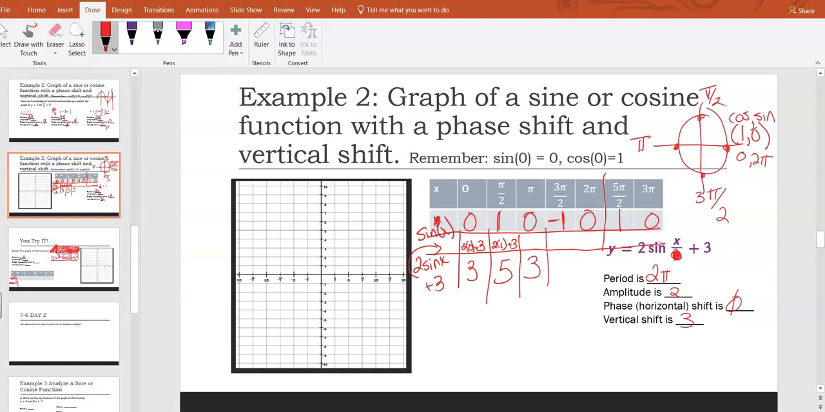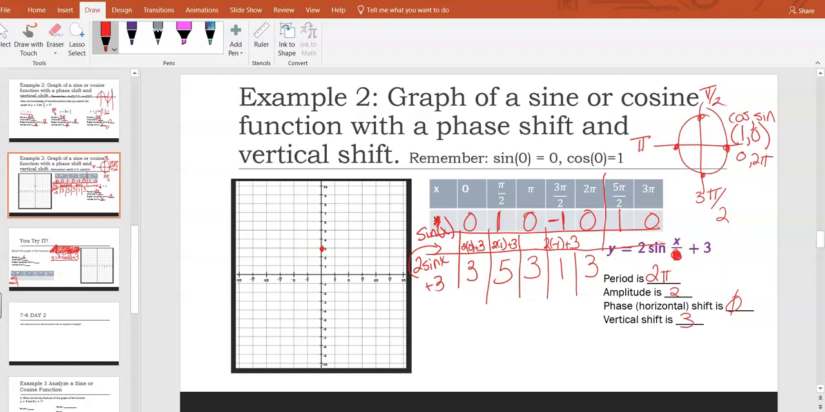So you can kind of see a pattern, right? And this would be 2 times a negative 1 plus 3. And that would give me positive 1. And then I put 0 back in and I get 3. So I'd go ahead and graph this. 0, 3, and then pi over 2, 5.